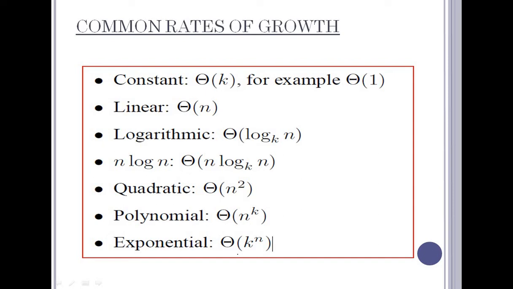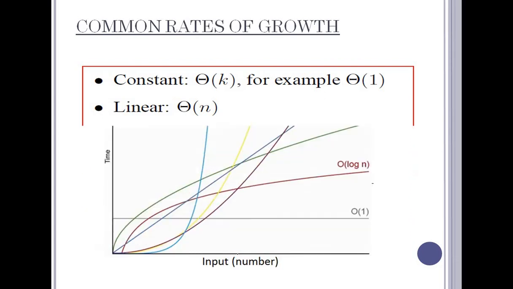Whenever my time complexity has linear growth, I will use theta of n. Whenever it is logarithmic, I will use theta of log n. For n log n, I will use theta of n log n. Quadratic is theta of n square. Polynomial is theta of n square, n cube, whatever. And exponential is 2 raised to n, 3 raised to n. In this way we represent the time complexities.